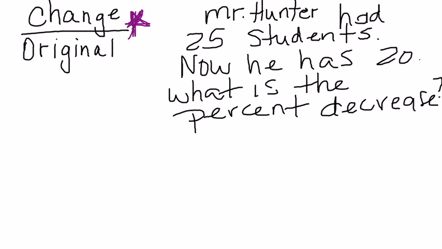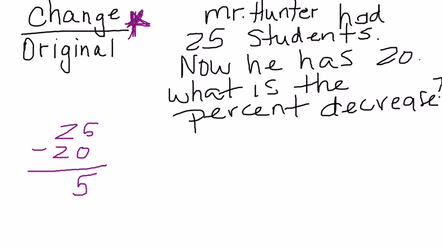So this says Mr. Hunter had 25 students. Now he only has 20. What's the percent decrease? Well, my first step is I need to find the difference in the two numbers. The difference between those two, I would just subtract 25 minus 20, which is 5.